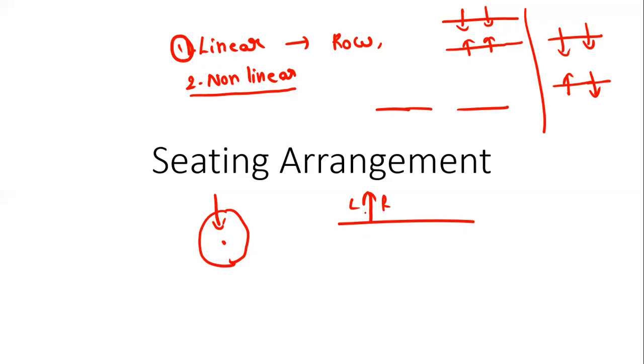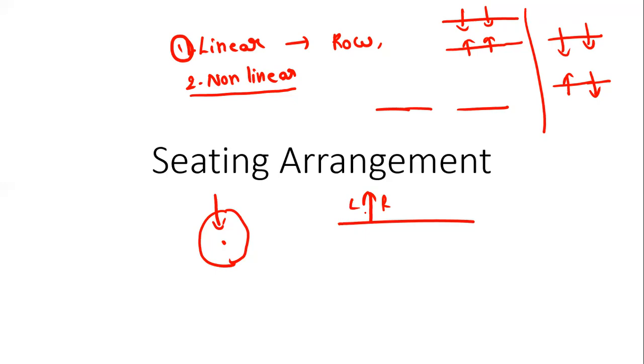If it is a circle or otherwise rectangle, triangle or any other shape, most importantly if it is a circular arrangement, then finding out the right side of a person and the left side of a person is a little tricky. Can you please tell me what is the right side of this person? The person is facing like this. This is his right side and this is his left side.